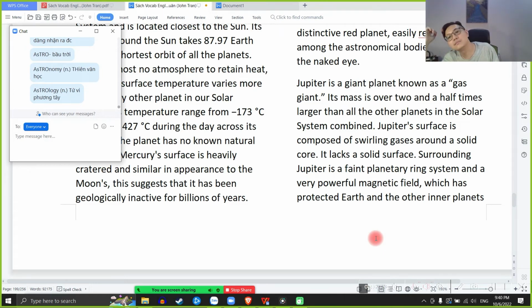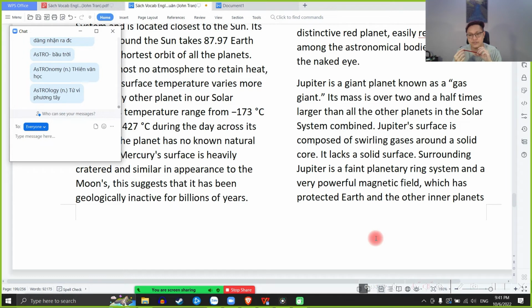Known as a gas giant. Its mass is over 2.5 times larger than all the other planets in the solar system combined.